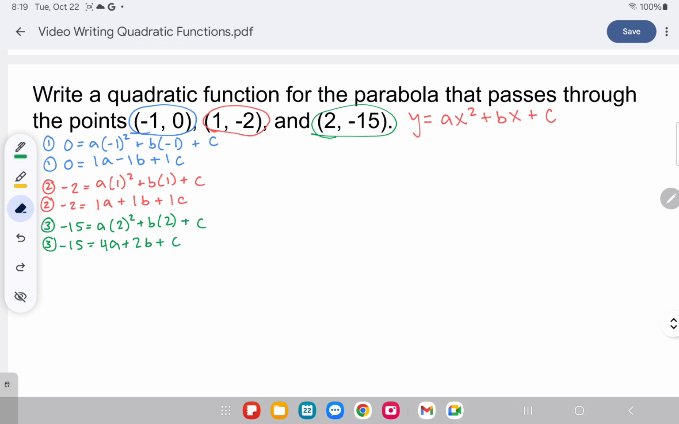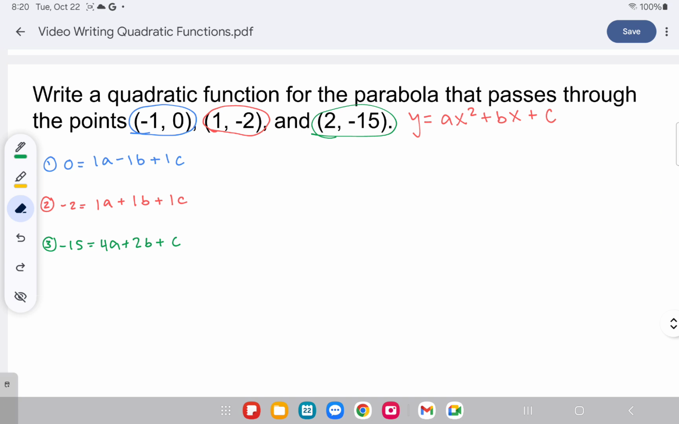I'm going to erase a couple of these just so we can see a little bit more clearly the equations we're working with. All right, so here are our three equations. When we have three equations and we're looking for three variables, basically we're going to be solving a system of three equations to find A, B, and C. So we're going to ask ourselves what variable is going to be the easiest to eliminate first. And I look at the C's and I see a 1, 1, and 1. I'm going to eliminate the C's.